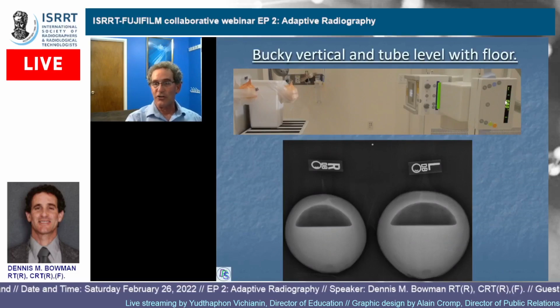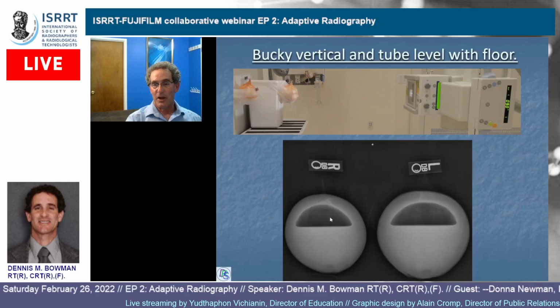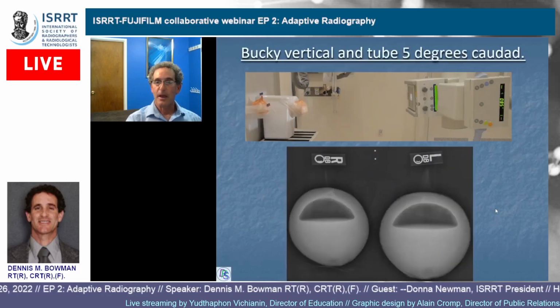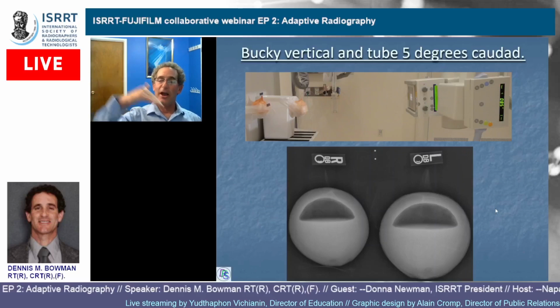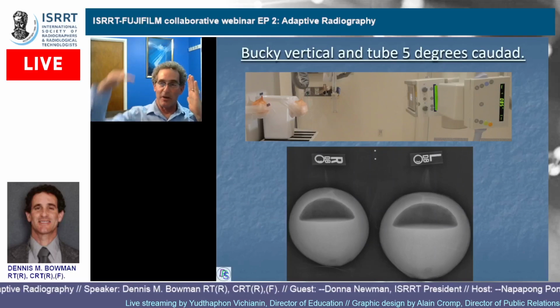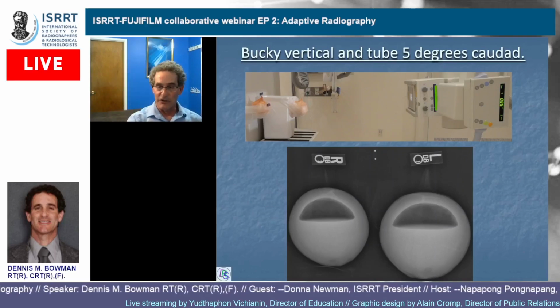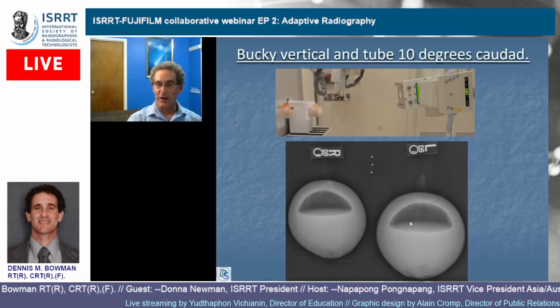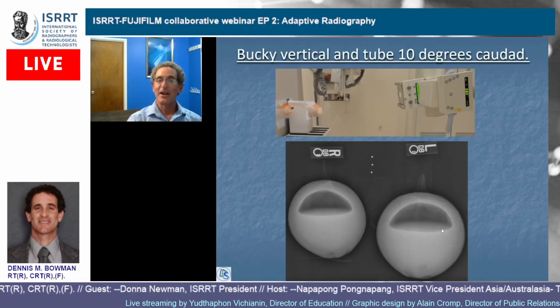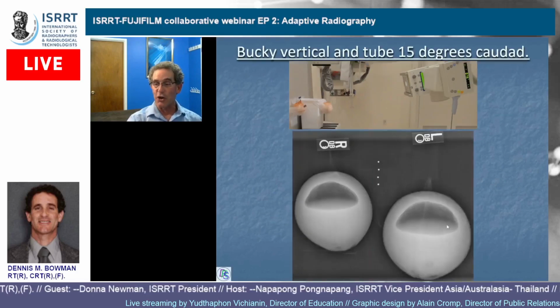So this perfect shot's coming straight across now. Tube is at 90, everything's parallel. You get the perfect air fluid levels. Now we put a 5-degree caudate angle. Patient's still straight up and down, but the angle's coming in at 5, and you can see it's no longer a perfect line. At 10 degrees, it's noticeably not perfect, and at 15 degrees, it's not good at all.